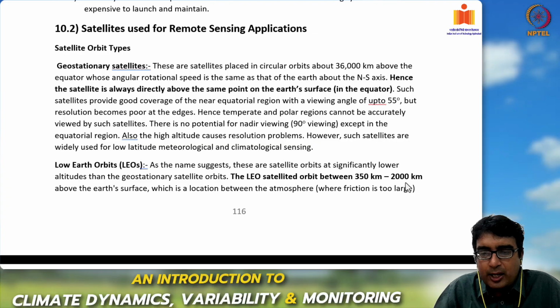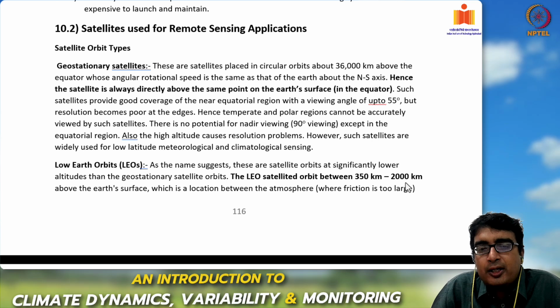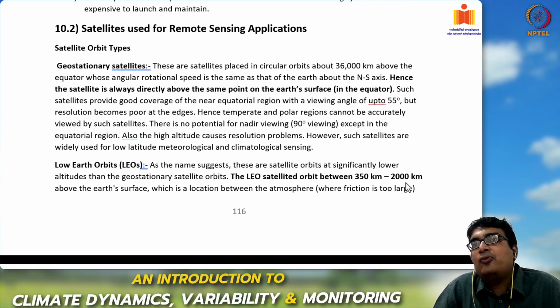Good morning class and welcome to our lectures on climate dynamics, climate variability and climate monitoring. Today we will continue our discussion on remote sensing and remote sounding, and we will start with a brief introduction to the various types of satellite orbits that are used for remote sensing and sounding applications.